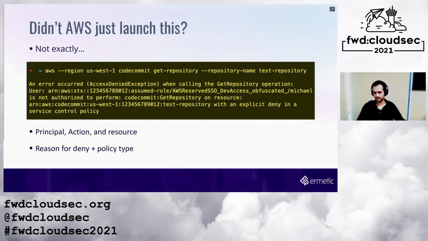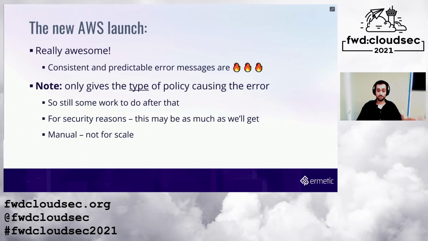So with an explicit deny, could be maybe an implicit deny. In a service control policy, could be a resource policy, could be something else. Now that's really awesome. A, because consistent and predictable error messages are really great and they make life easier for everybody automating in the cloud. But secondly, because even knowing the type of policy tells you where to look. However, do note it only gives the type of policy causing the error. So there's still work to do after that to find the actual policy missing or explicitly denying.